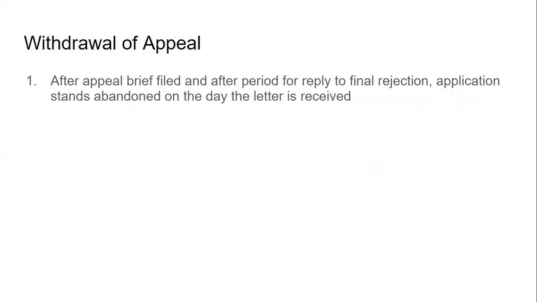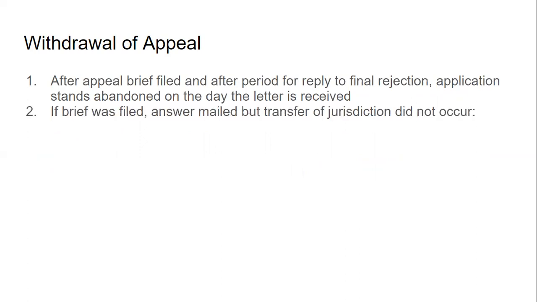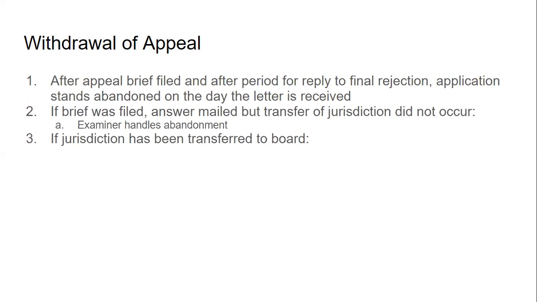Now when it comes to withdrawing the appeal, after an appeal brief is filed and after the period for reply to a final rejection, an application stands abandoned on the day the letter is received. That's with an express abandonment. Now if the brief was filed, the answer was mailed, but the transfer of jurisdiction did not occur, then the examiner would handle the abandonment. So we're saying the examiner answer was mailed, but there was no reply brief, there was a withdrawal of appeal at this point, then because the application is still under the examiner's jurisdiction, the examiner would handle the abandonment. Now, if the jurisdiction has been transferred to the board, so a reply brief has been filed, then in that case, the board would handle the abandonment.